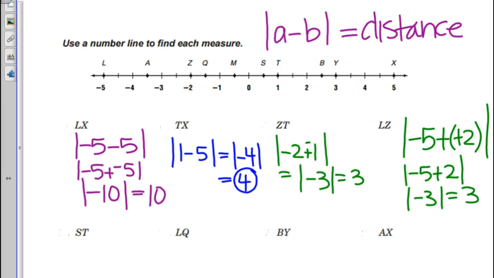All right, we have 4 more. If you need to pause the video and go back and try those, then do it. Or we can work one and you can pause whenever. All right, so now we're going from S to T. All right, now check this out. As we move this direction, I notice there is 1 tick mark, which means this is a half.